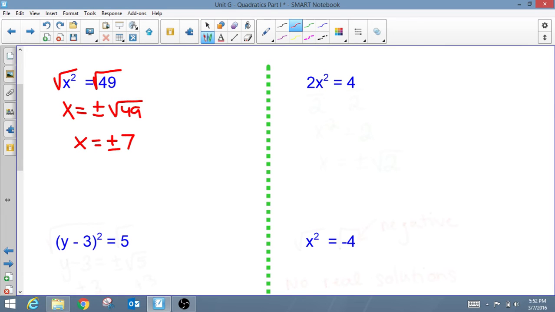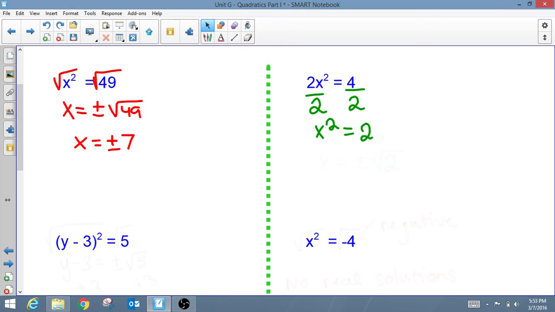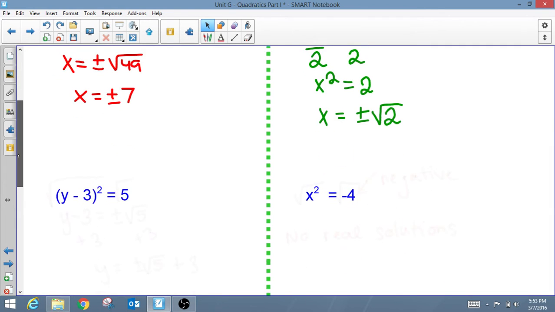Let's look at another problem. We have 2x squared equals 4. In this case, our first step would not be to take the square root. What do you think it would be? It would be dividing by 2. When we divide by 2, we'll end up with x squared on one side, and then 4 divided by 2 is 2. Now it's time to take the square root. When we take the square root, we'll end up with x equals plus or minus the square root of 2. And you're done with that problem. That's your final answer.